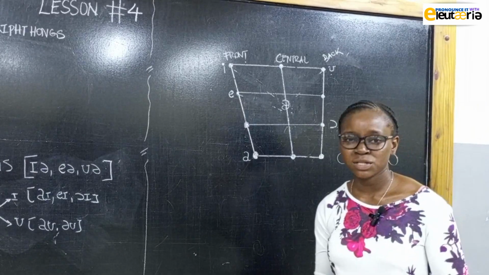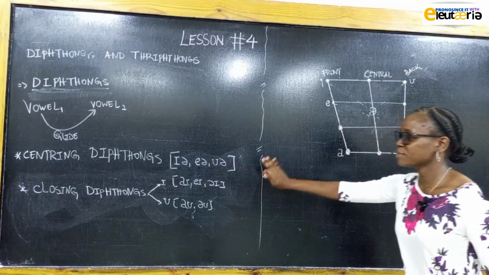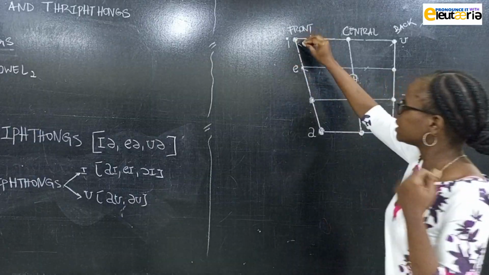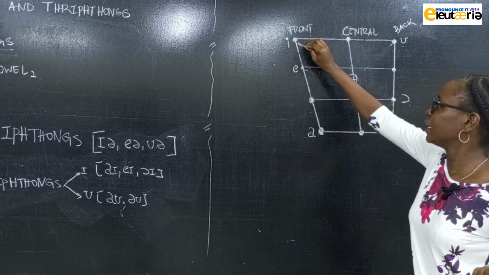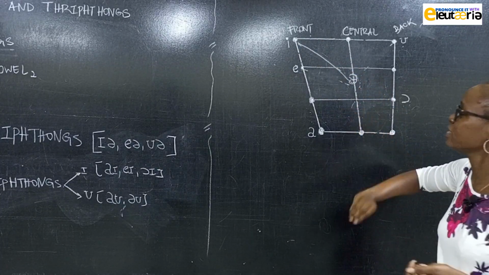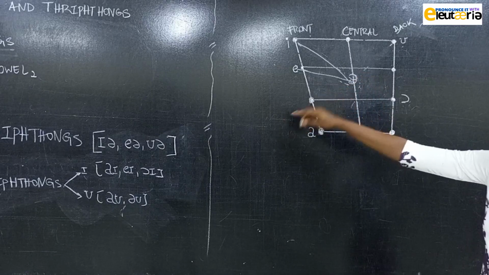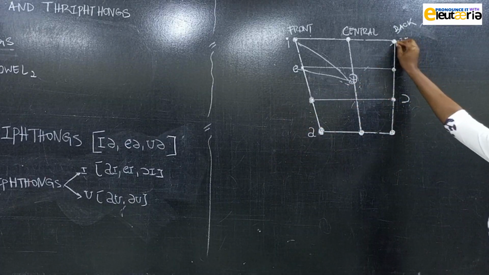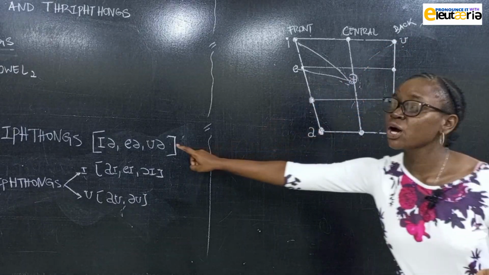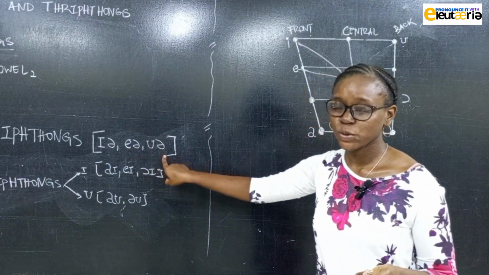How many centering diphthongs do we have? As you can see here, we have three types of centering diphthong. We have the diphthong ia, that is when the vowel e glides to the center, it forms ear. And then when the vowel e also glides to the center, we have air. And finally, when the vowel u also glides to the center, it forms ua. So we have ia, air, and ua.